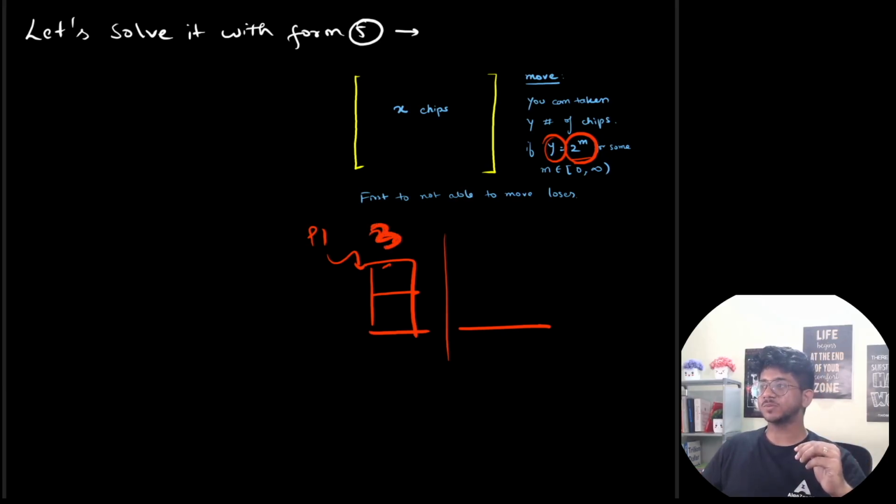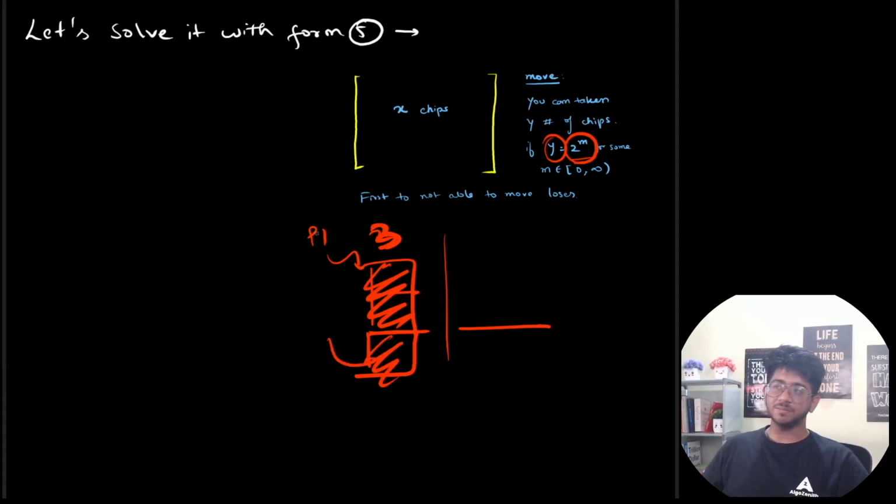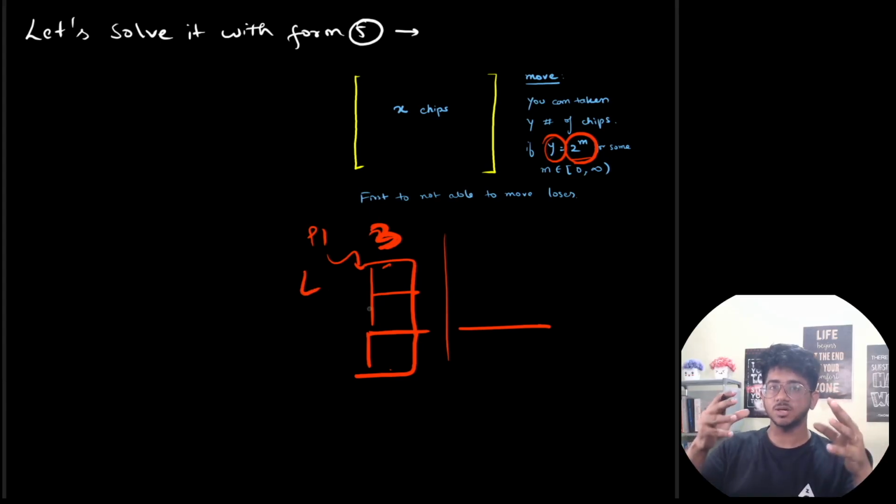But let's say there are 3 chips right now. If player 1 takes 1 chip, then player 2 will take 2 chips, and player 1 will have no chips to take. If player 1 takes 2 chips, player 2 is going to take 1 chip, and then player 1 will have no moves. You cannot take 4 chips, because there are not 4 chips available. So irrespective of what move you make, your opponent is going to make a move and you will lose. So this is a losing state. If you have 3 chips, whoever is playing right now is going to lose with these rules.